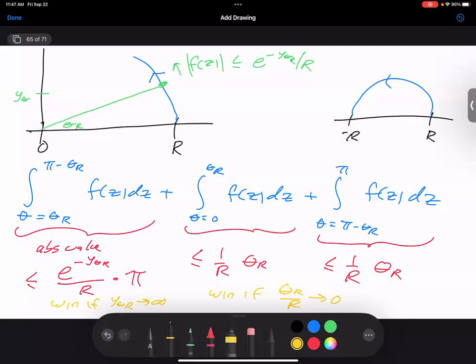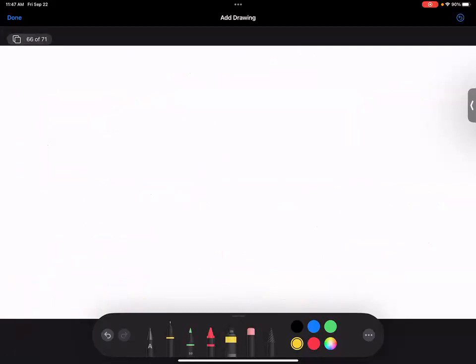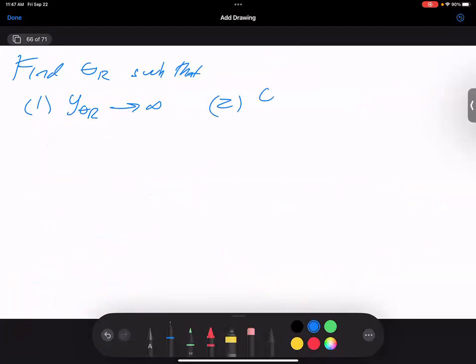Okay, so I will let you put in the rest of the algebra. So you need to find theta r such that 1, y theta r goes to infinity, and 2, theta r over r goes to 0.